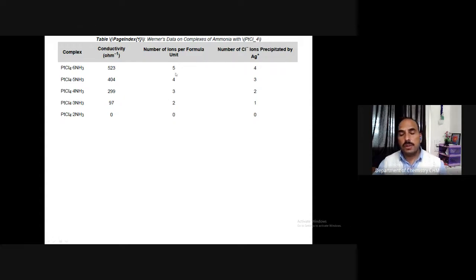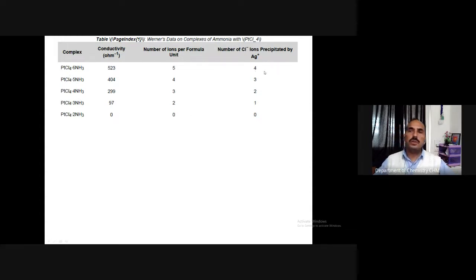And the second experiment was gravimetric estimation of how many chloride ions are precipitated out. I'm sure that you know the methods of gravimetry, in which you estimate the amount basically by measuring the weight of a substance. So here, you added some silver nitrate, and whatever silver chloride was precipitated was weighed, and it was found that in this case, when the formula is this, 4 Cl minus was precipitated out.